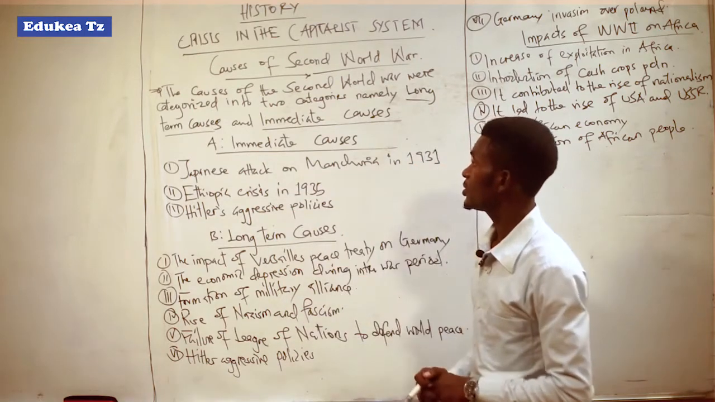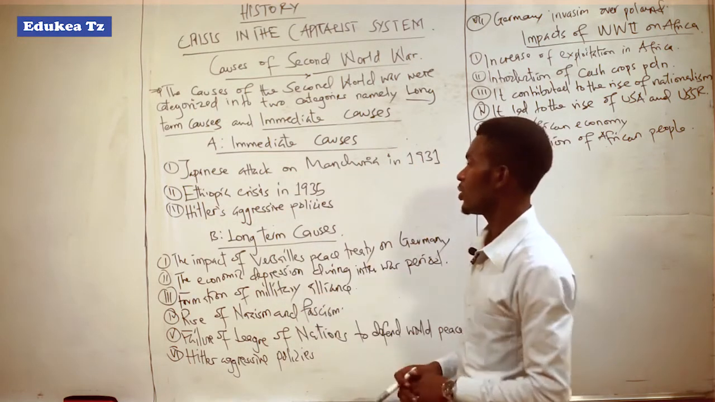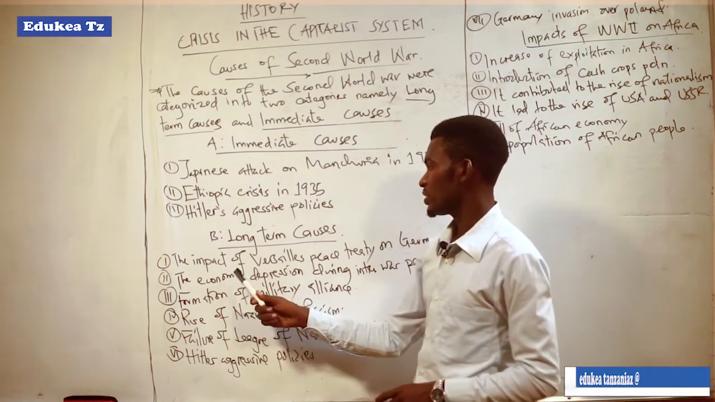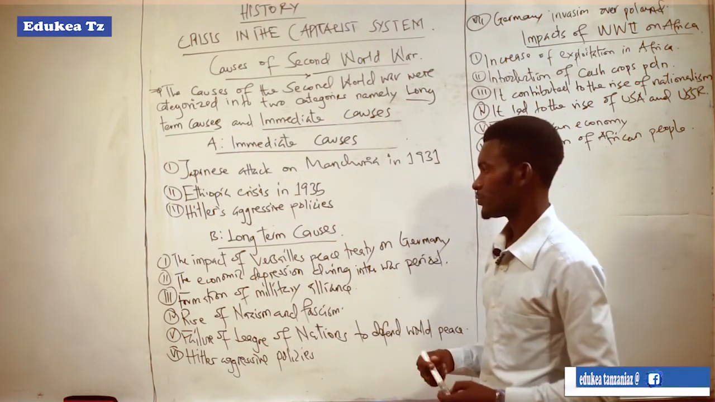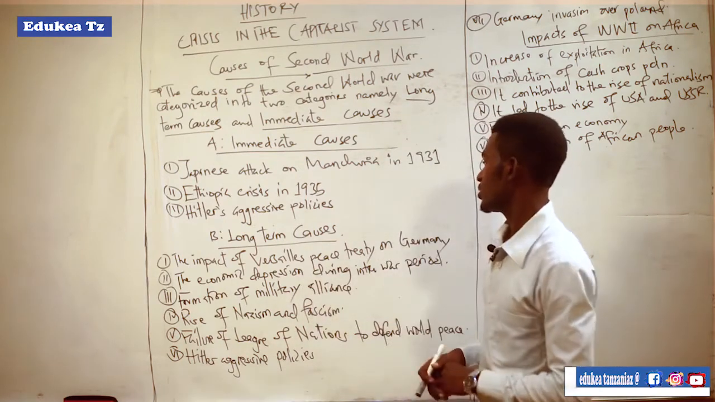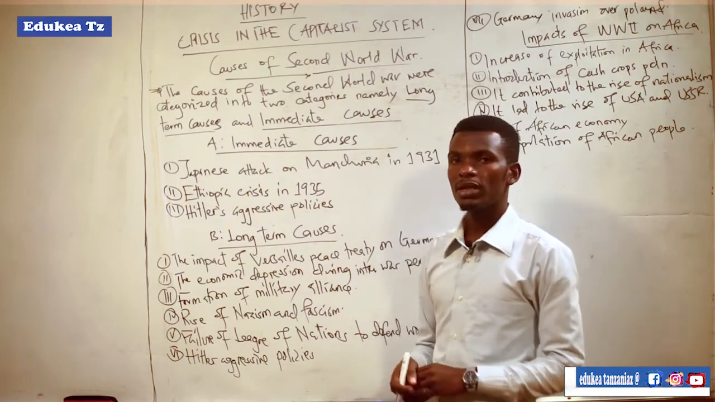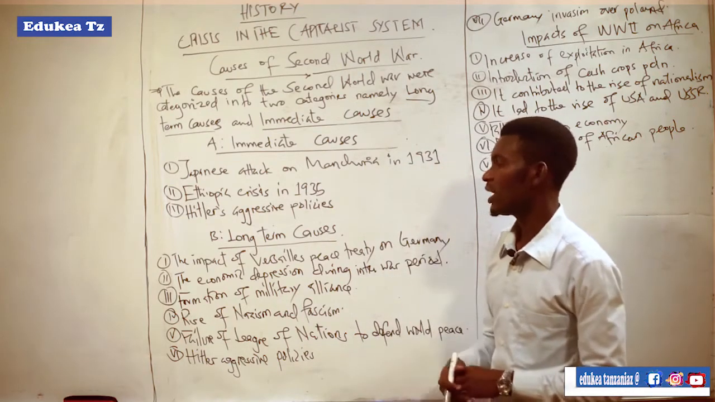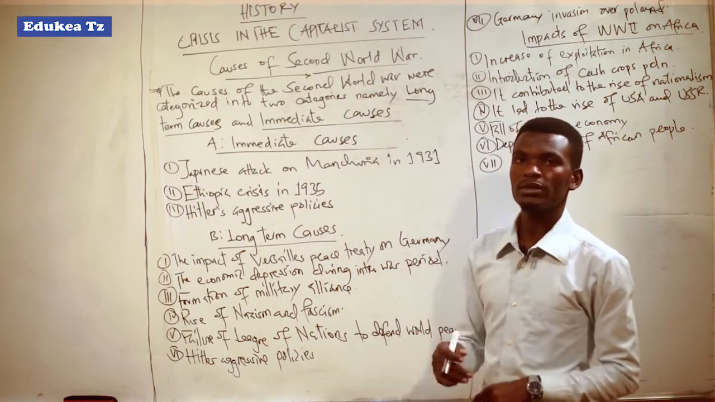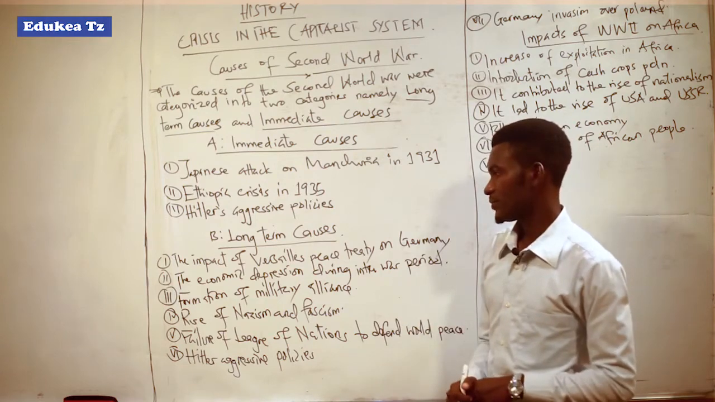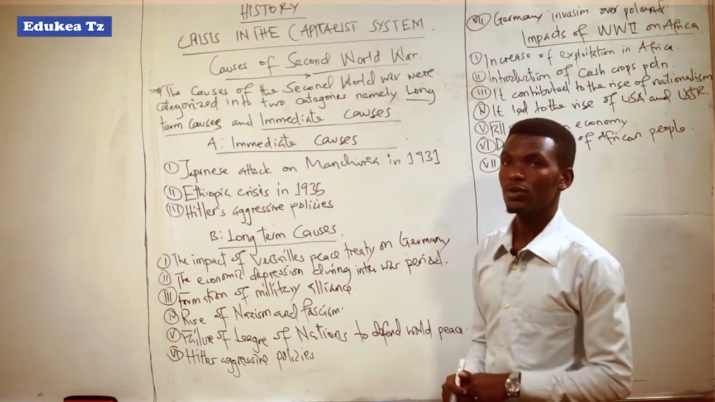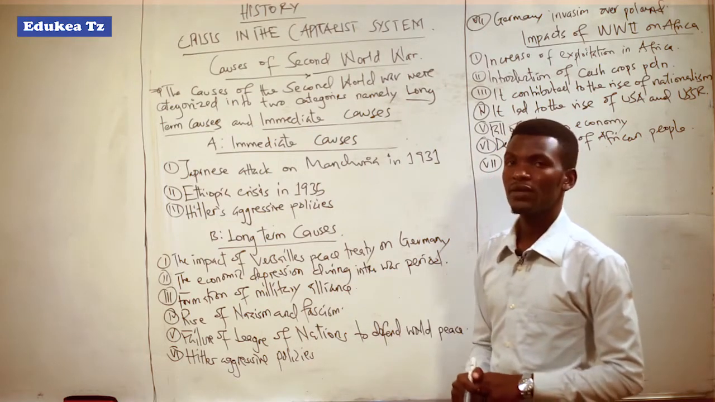After looking at the immediate causes of the Second World War, let us look at the long-term causes. The first one was the impact of the Versailles Peace Treaty on Germany. It means that the Versailles Peace Treaty agreed that Germany was taken as the main cause of the First World War. So Germany was to be punished with allies. So Germany, Italy and Japan were to be punished because they were the main causes of the First World War.